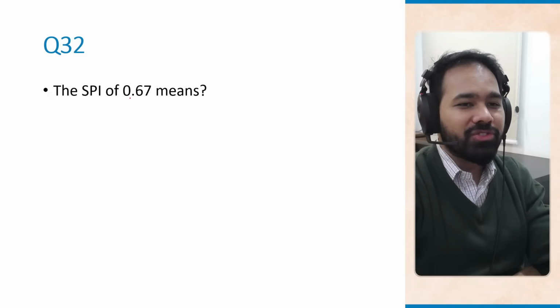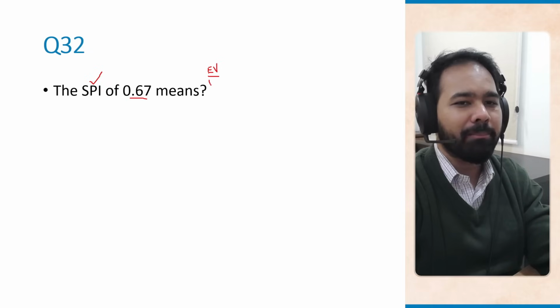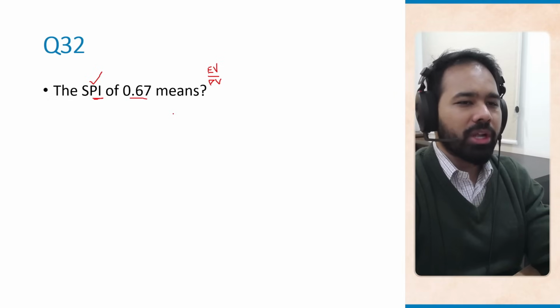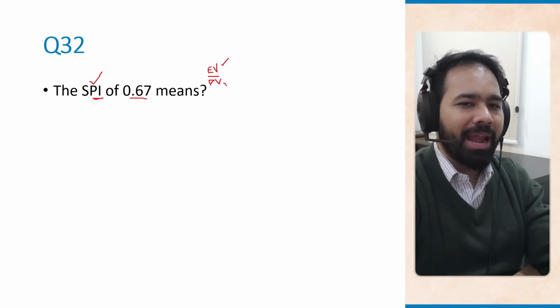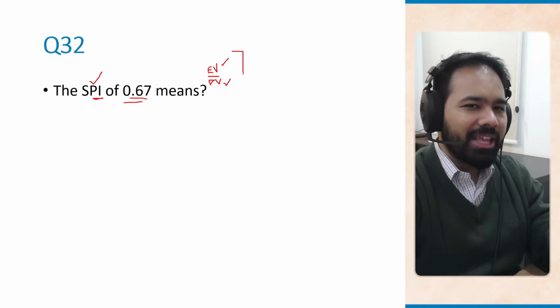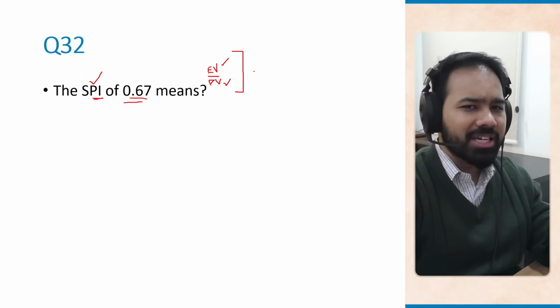Okay, so SPI of 0.67 means, SPI stands for Schedule Performance Index. The formula for this is EV divided by PV, that means earned value divided by planned value. Now, what does an SPI, which is an index, mean? When you divide earned value by planned value and you get 0.67, that is not a good value to get, right? Because if you are dividing EV by PV, which is SPI, and the answer is less than 1, that means you are behind schedule.